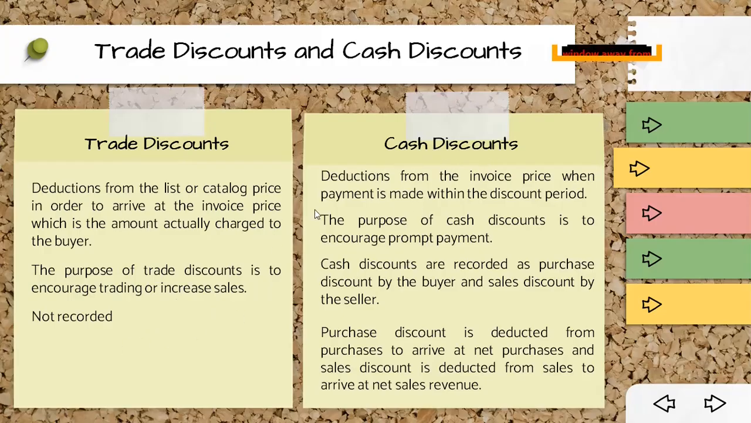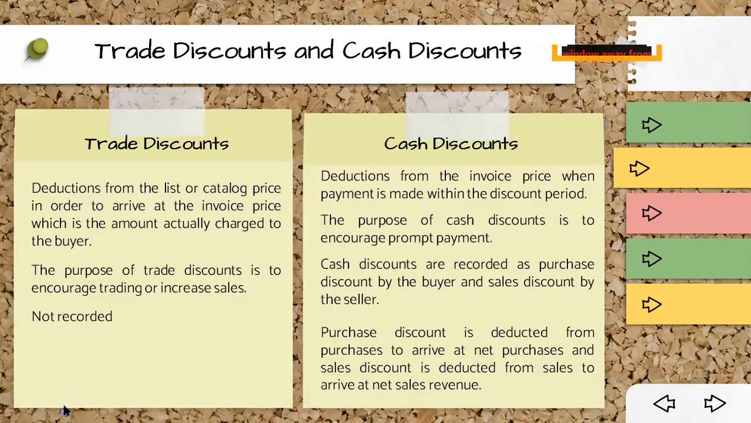Another is the cash discount. Cash discounts are deductions from the invoice price when payment is made within the discount period. The purpose of this cash discount is to encourage prompt payment. Cash discounts are recorded as purchase discount by the buyer and sales discount by the seller. Purchase discount is deducted from the purchases to arrive at the net purchases, and sales discount is deducted from sales to arrive at the net sales revenue.